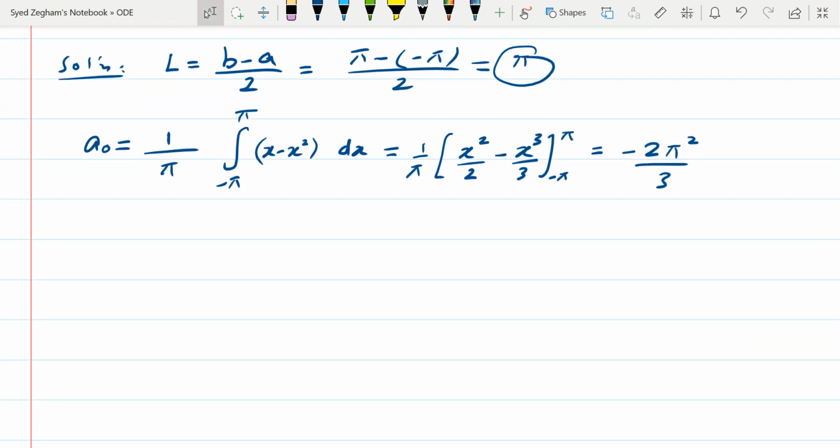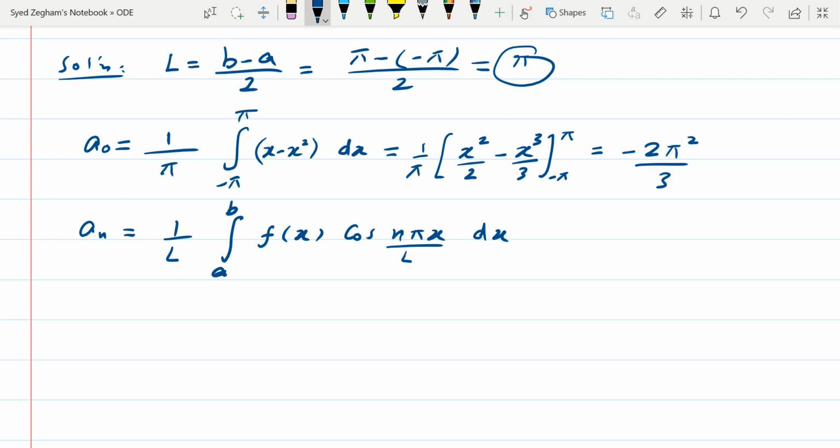Now, then we will go to the second Fourier coefficient, that is a n, which is defined as 1 over L integral a to b f(x) cosine n pi x divided by L dx. Again, put the values.